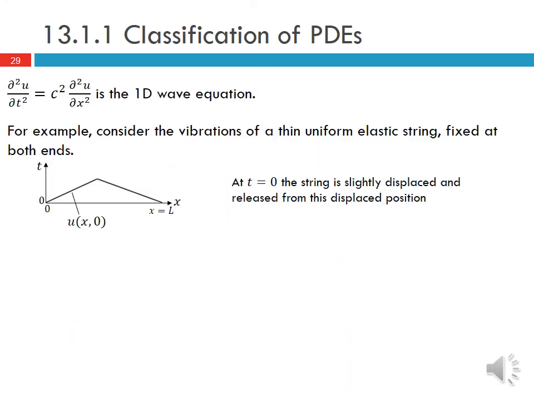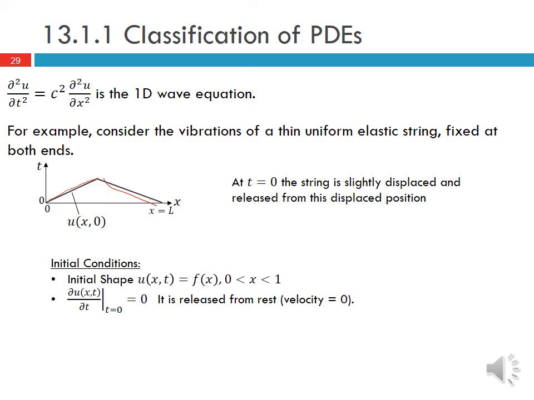So this is known as the 1D wave equation. For example, we can consider the vibrations of a thin uniform elastic string fixed at both ends, and this is governed by the wave equation. At time equal to 0, the string is slightly displaced with some initial condition, and then it's released from this displaced condition, and we can see what happens over time. The initial condition is given by the initial shape, which is some function of x, and it is released from rest. The boundary conditions can be given at the ends of the domain in this case, and are prescribed for all time.